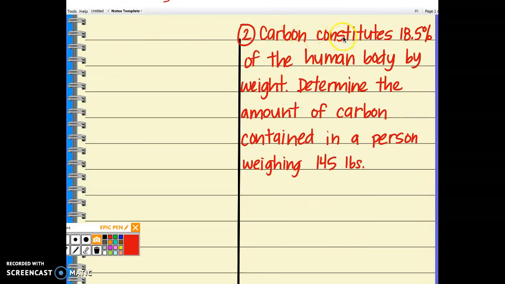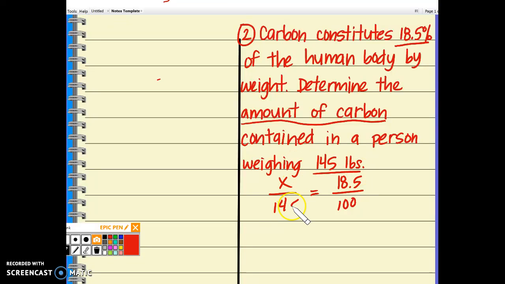All right, so carbon constitutes 18.5% of the human body by weight. Determine the amount of carbon contained in a person weighing 145 pounds. So we'll set up our proportions. We have 18.5%, so that goes over 100. We're solving for the part, we're solving for the amount of carbon. So we'll put x for the part. The whole would be 145.